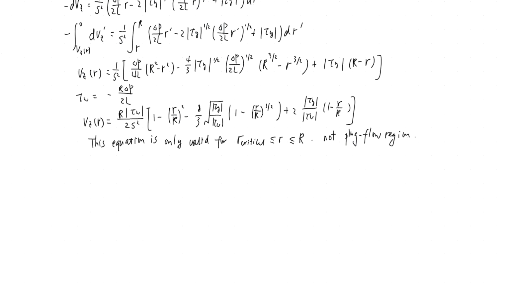Now let's see what happens to the plug flow region, the dynamics flow region. So this is a region where your position is within the distance confined by R critical. So you are at this region.